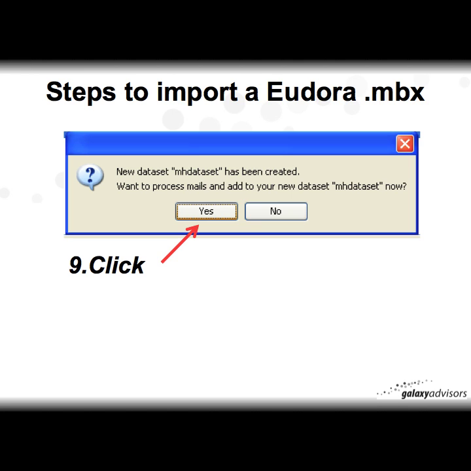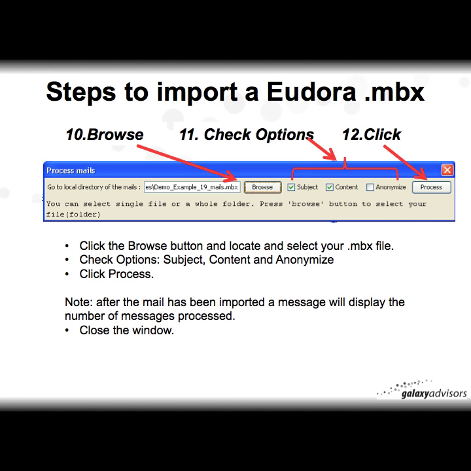Then you'll get a message that says you've created a new data set. Do you want to process the mails and add to a new data set? And the answer is yes, you do. So for step 9, click Yes. Then the next 3 steps are the final 3 steps: 10, 11, and 12.